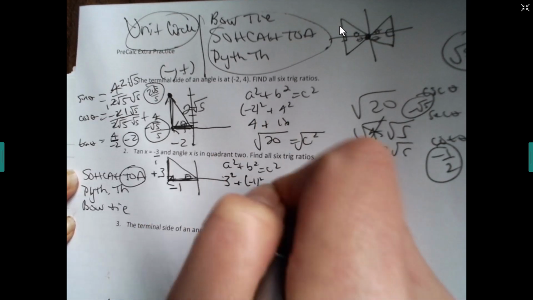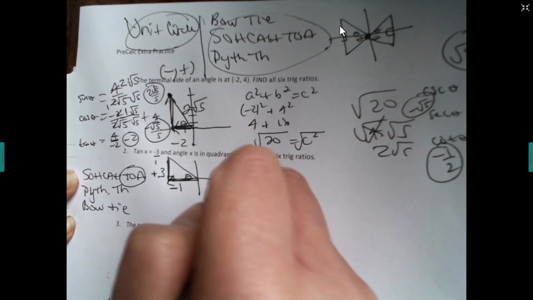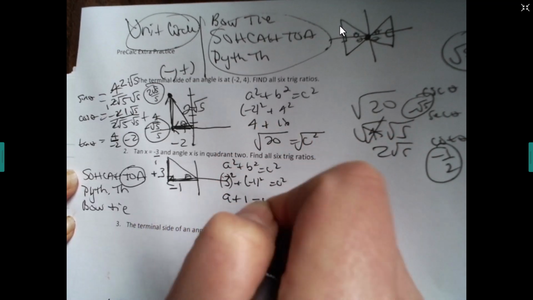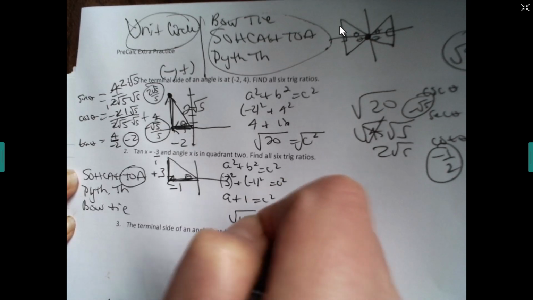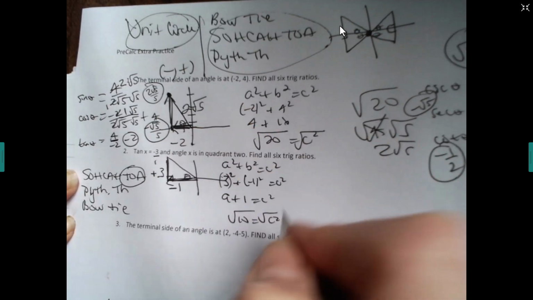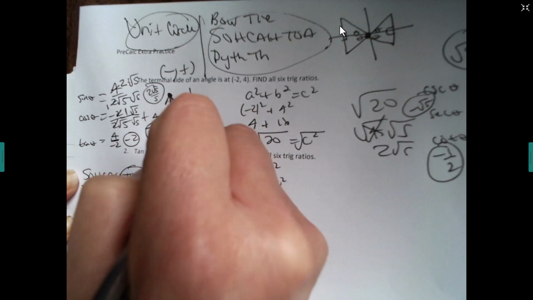3 squared, and then -1 squared. And again, no way to get negatives on Pythagorean theorem here. 9, negative times negative is a positive. Square root of 10, square root of c squared. All right, so I get square root of 10 for my hypotenuse.